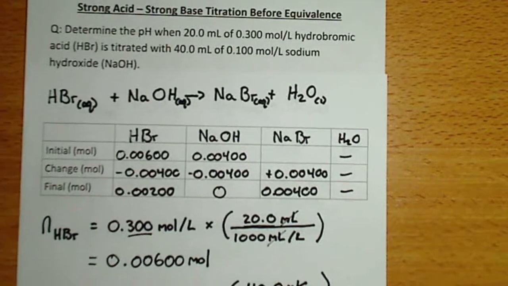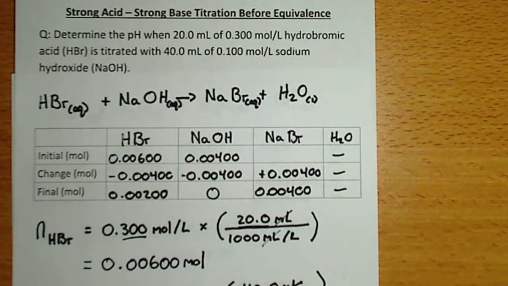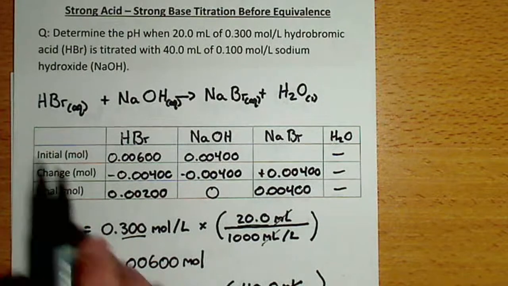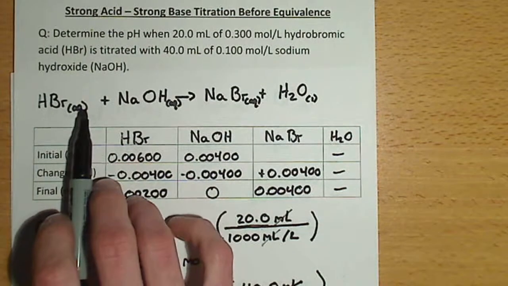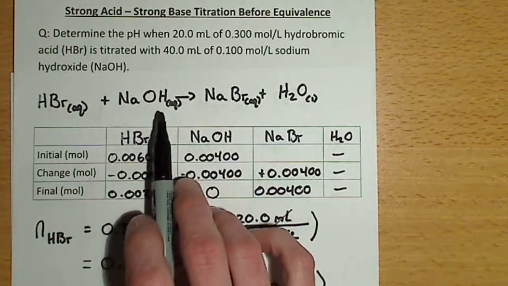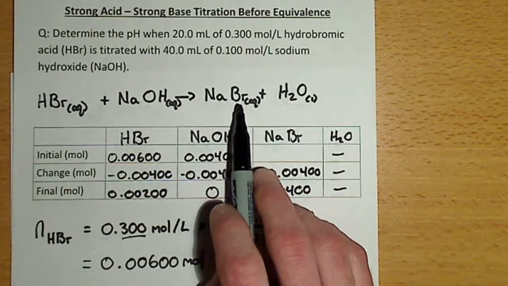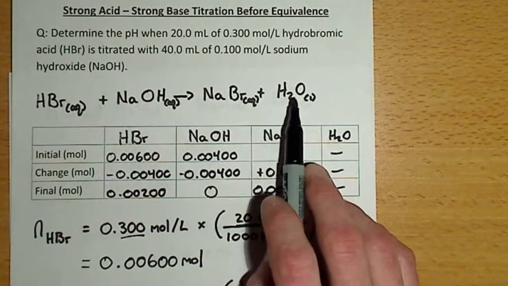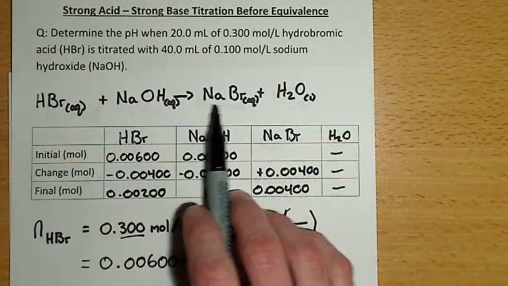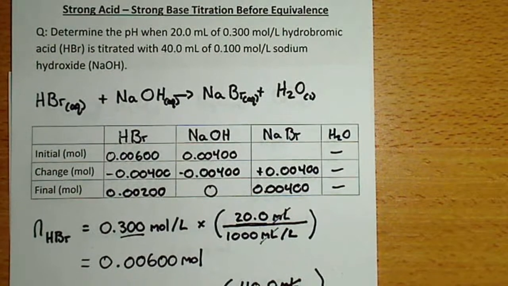Initially, we have to do the reaction between hydrobromic acid and sodium hydroxide, as that's what's occurring in the titration. So, hydrobromic acid, aqueous, because it's in solution, plus sodium hydroxide, also aqueous, forming sodium bromide, a salt, along with water. In a strong acid, strong base titration, we will always form a salt and water. This is also known as a neutralization reaction.